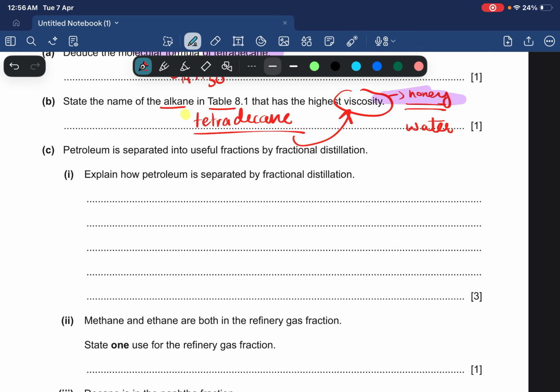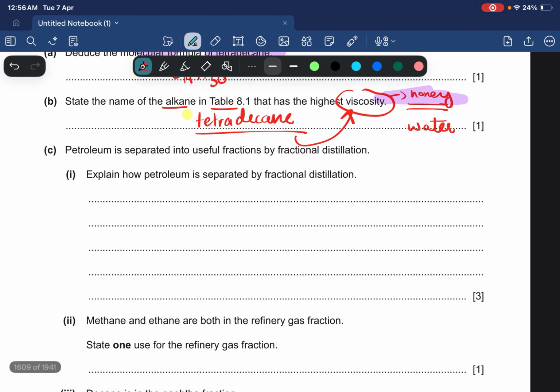Petroleum is separated into useful fractions by fractional distillation. Explain how petroleum is separated by fractional distillation. So you have to learn the process of fractional distillation. You have to learn 2-3 steps over here. First is that you use a fractionating column. What happens is that you're going to heat the petroleum. Petroleum is going to turn into vapors. Then the vapors are going to pass through the fractionating column, and they're going to be separated on the basis of their different boiling points.